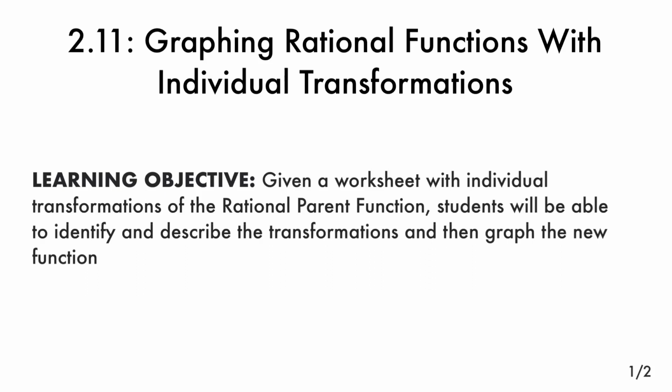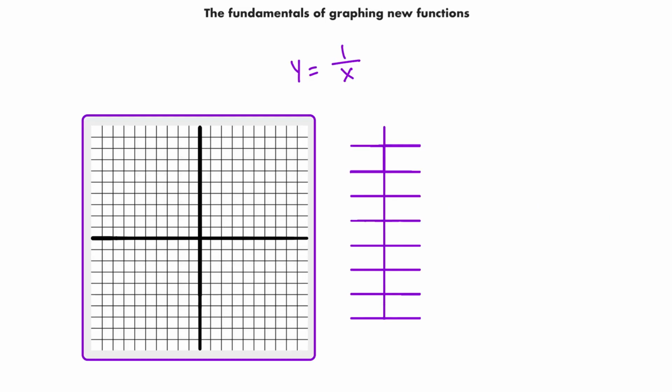In section 11 of chapter 2, we're going to be graphing rational functions with individual transformations. As always, we do not know what the graph of the parent function, the mother function, looks like. We're going to have to start with an xy table. So we're going to pick our inputs, and we're going to find what the outputs are.